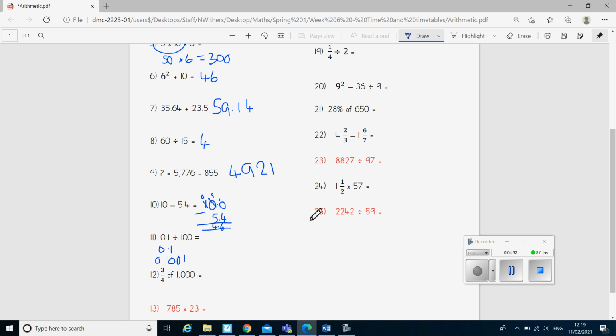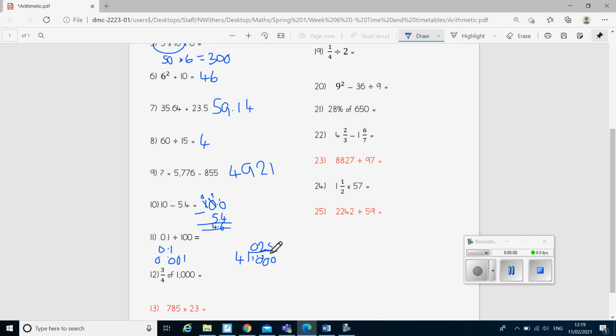Question 12, 3/4 of 1,000. Remember, to find a fraction of an amount, we divide by the denominator and then times by the numerator. So first of all, I want to do 1,000 divided by 4. So if I do 1,000 divided by 4, okay, how many 4s go into 1? Well, that's 0. Carry my 1. How many 4s into 10? That's 2, isn't it? 2 fours are 8, so there's 2 left over. How many 4s go into 20?